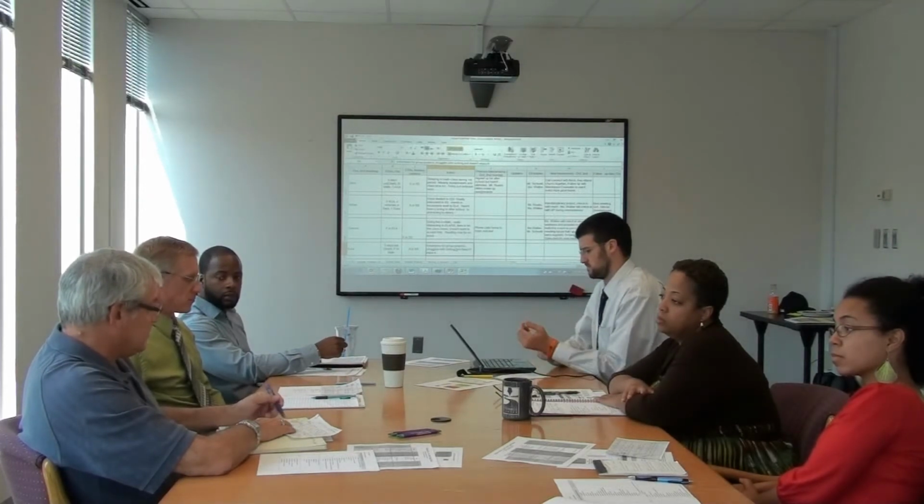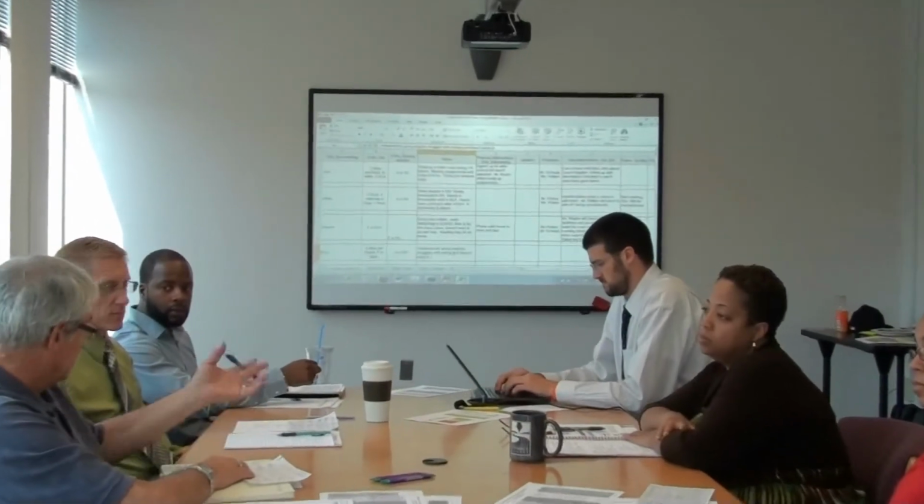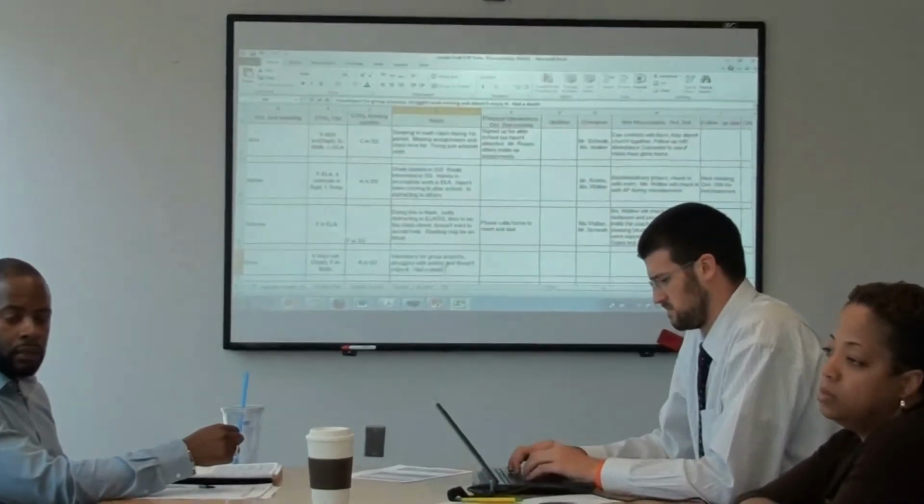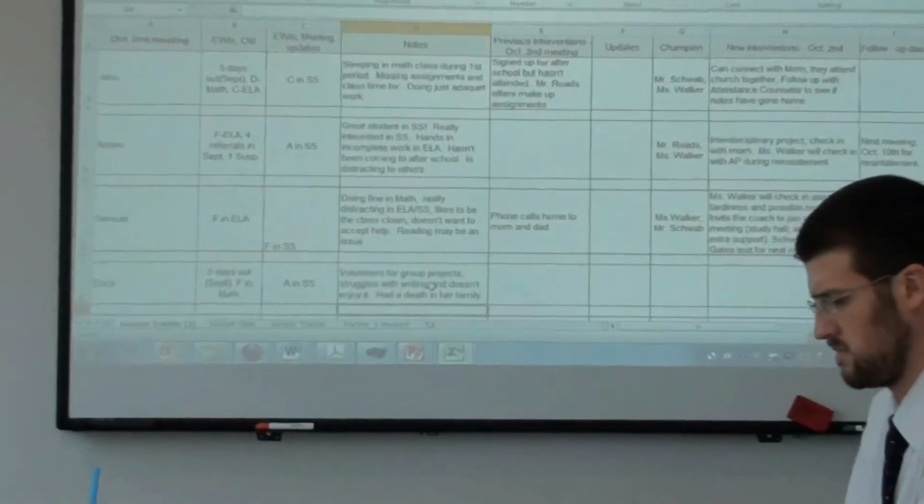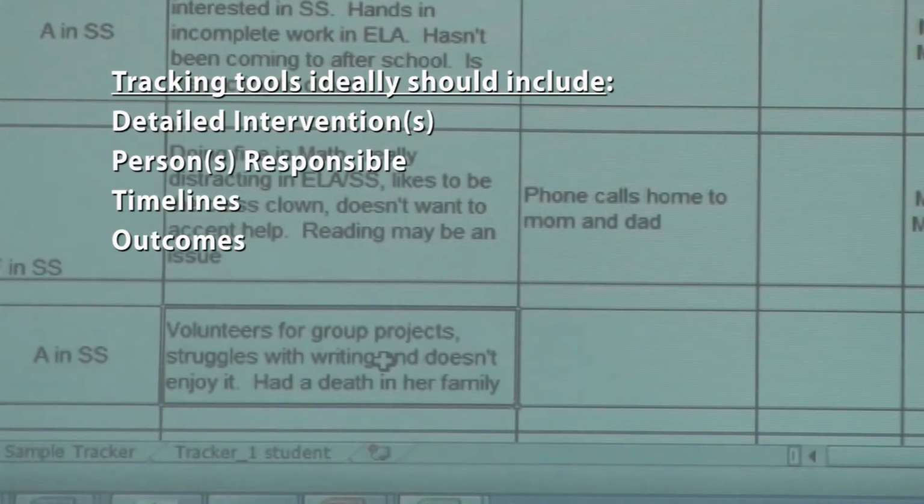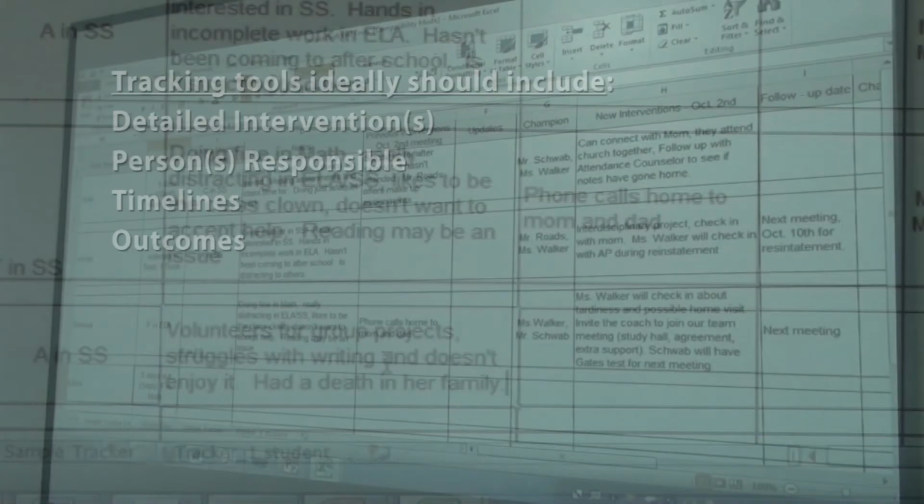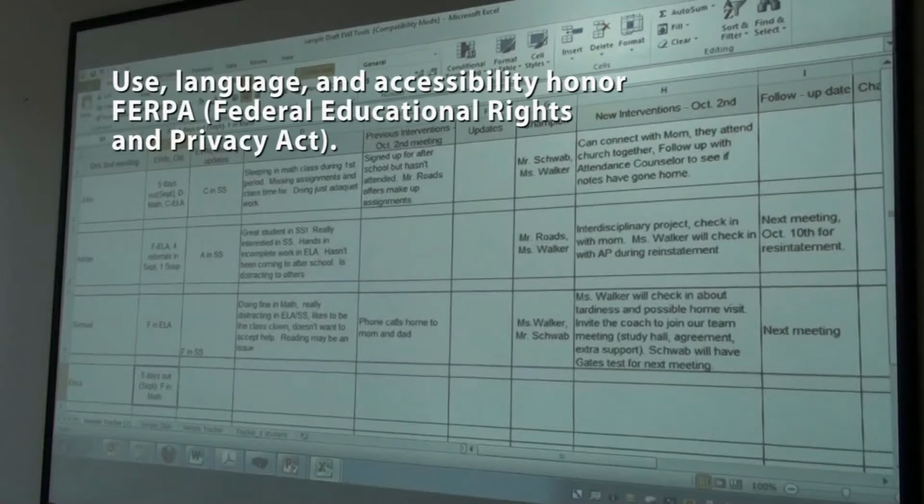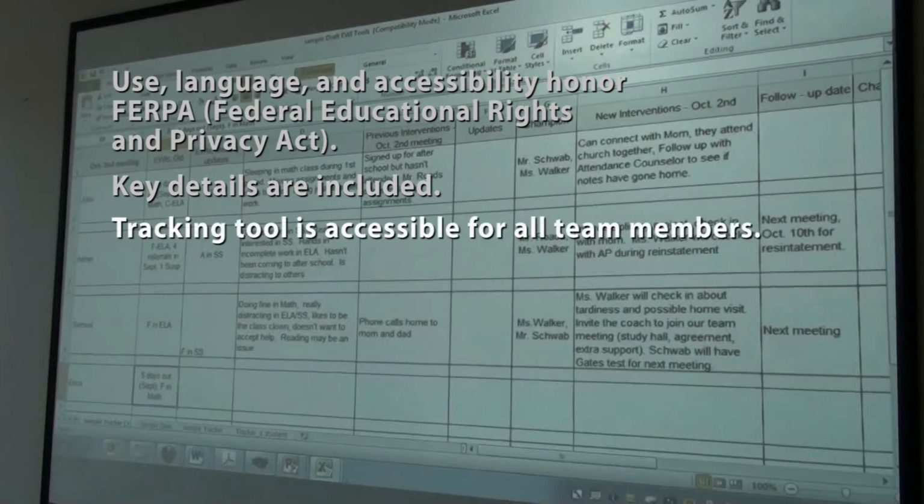Tracking tools not only help track student interventions, but also determine which interventions are successful. Ideal implementation includes tracking tools that detail interventions, person responsible, timelines, and outcomes. The tracking tool's use, language, and accessibility honor FERPA guidelines. Key details are included for all participants, including the point person. The tracking tool is accessible for all team members and used before and after the EWI meeting.